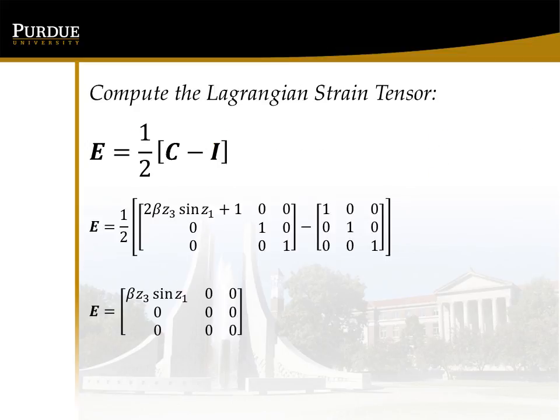Next, we are going to find the Lagrangian strain tensor, which is E equals 1/2 of our deformation tensor minus the identity matrix. And in doing so, all the 1's are canceled out of our matrix, and then our strain tensor is simplified to having just a term in the first row of the first column as beta z3 sine z1.